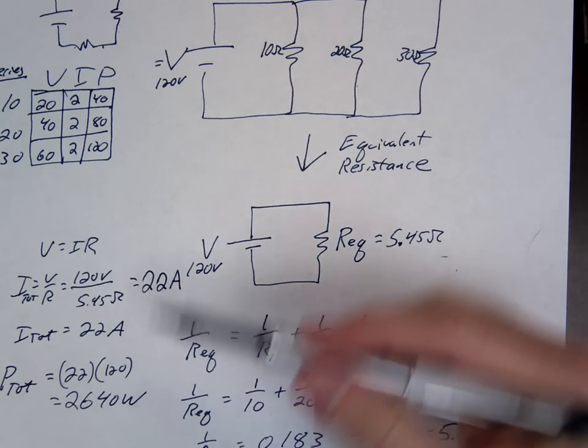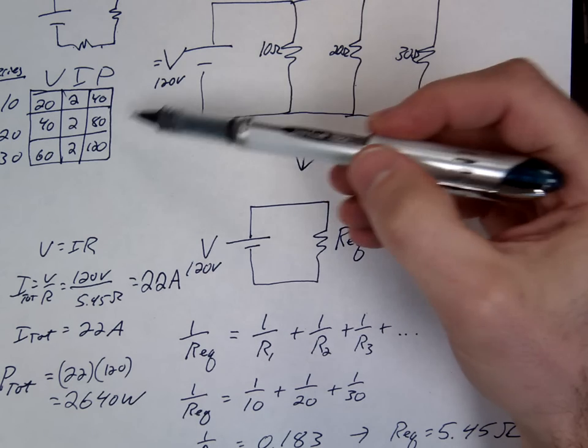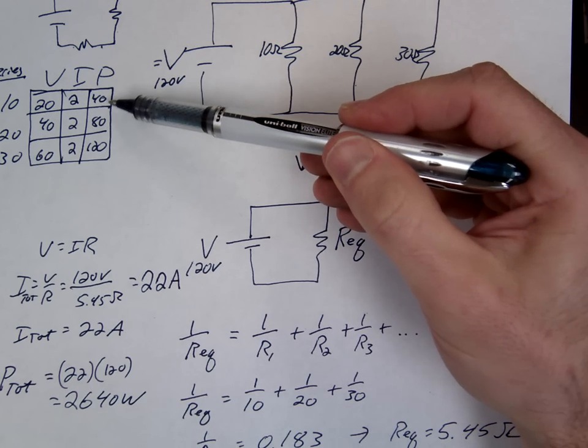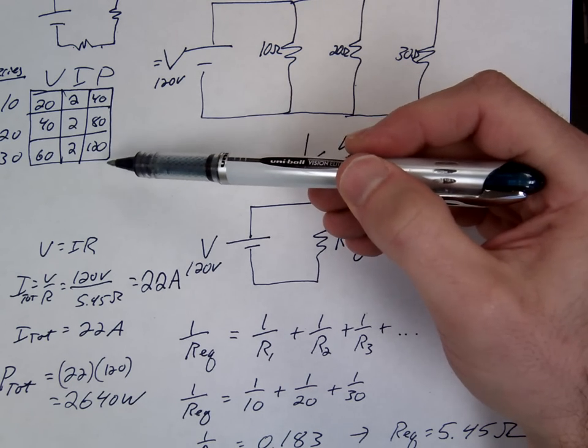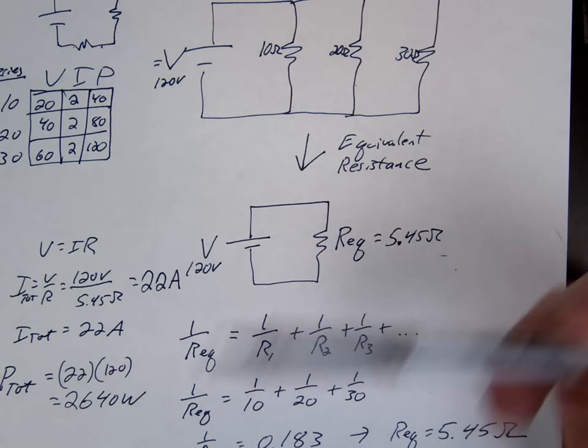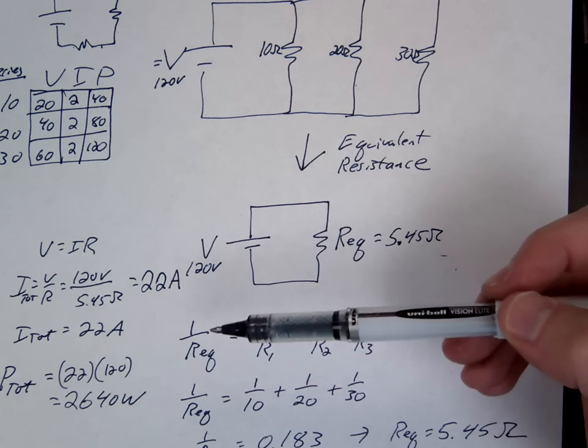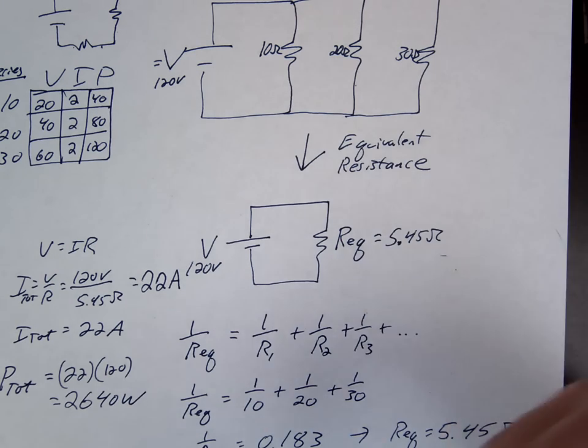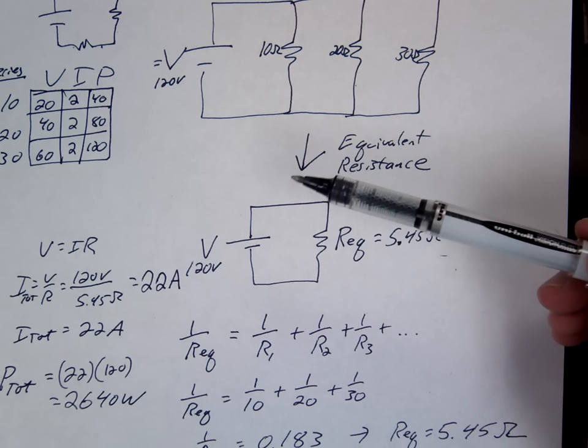Notice, compare that just with series real quick. What was our total power in series? 40 plus 80 plus 120, 240. So it's dramatically different, right? So it's a big difference. Parallel circuits will always produce more power than series circuits. Okay.